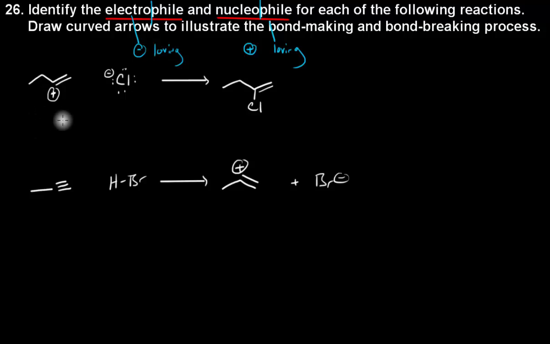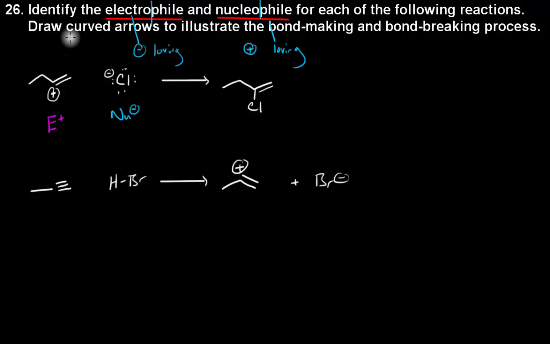So this is obviously positive, so it's going to be negative loving. So this guy is going to be the electrophile, and we're just going to abbreviate that as E+. There's our electrophile, and then because this Cl- is negatively charged, it's going to be very positive loving. So opposites attract. Here we have nucleophile and electrophile, and I'll just write nucleophile right here as an abbreviation.